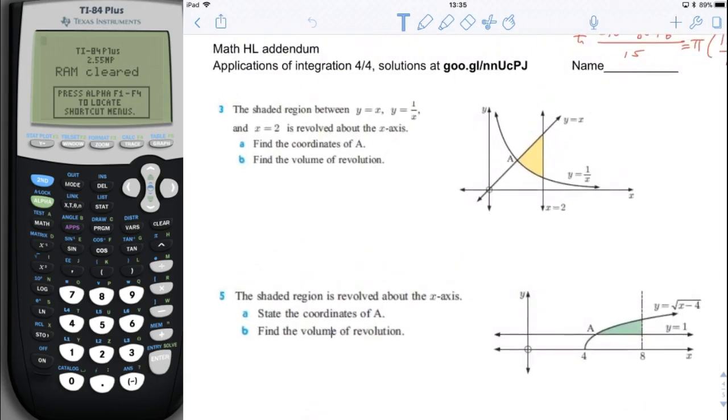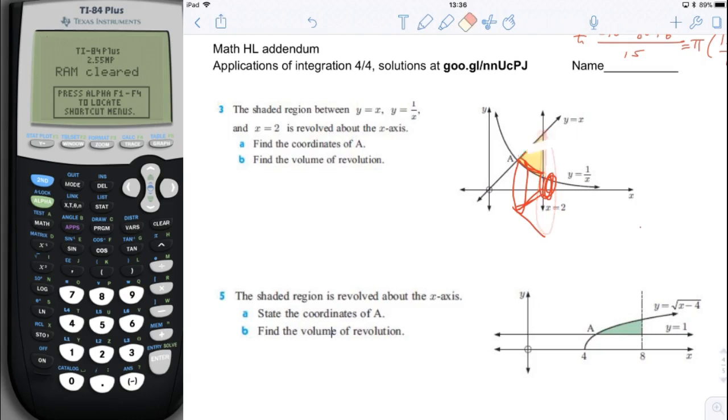Let's see. The shaded region between y equals x, which is the diagonal line, y equals 1 over x, which is the hyperbola, and x equals 2, which is the vertical line, is revolved around the x-axis. So this triangular shape is going to get spun around like so. It's going to have a little hole in the middle of it right there, right? Find the coordinates of A and find the volume of revolution.